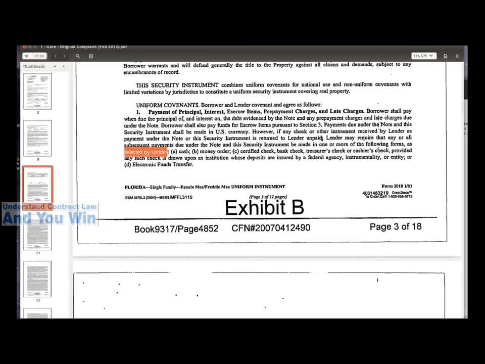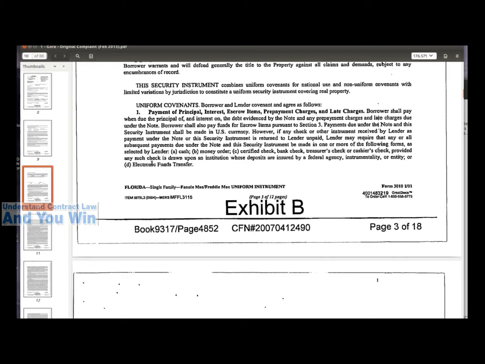select at their discretion to tell you that you must pay in cash, money order, certified check, bank check, treasurer's check, or cashier's check, provided that such check is drawn upon an institution where deposits are insured by a federal agency, instrumentality, or entity, or electronic funds transfer.